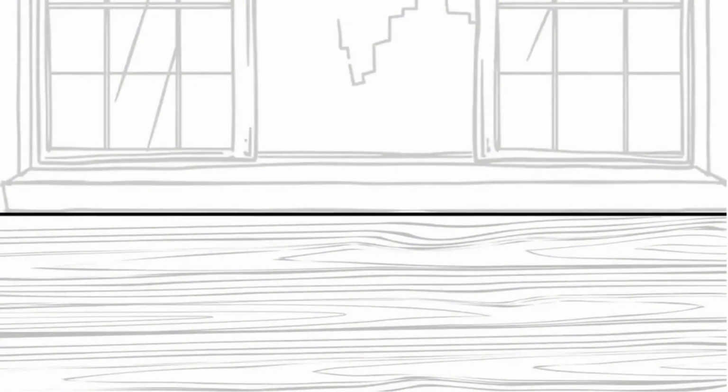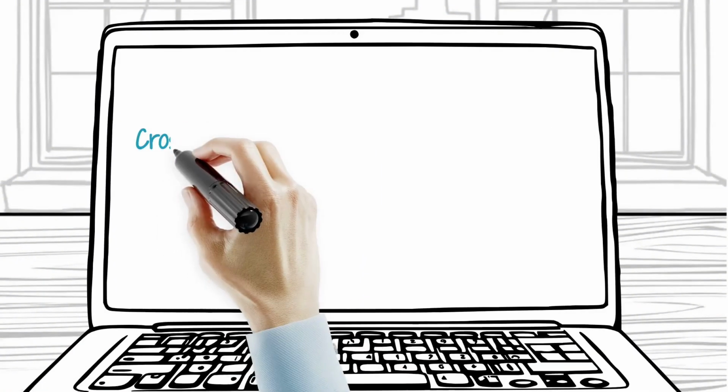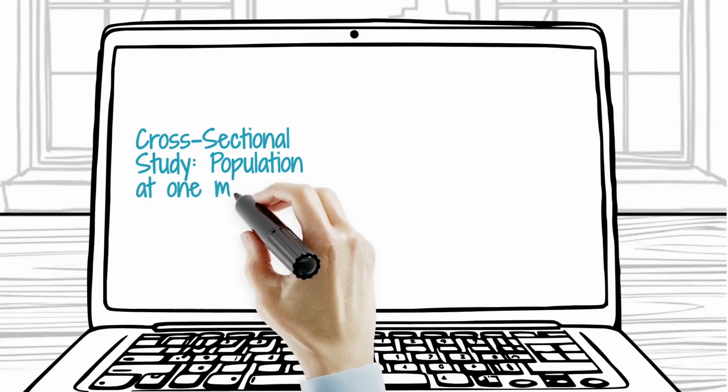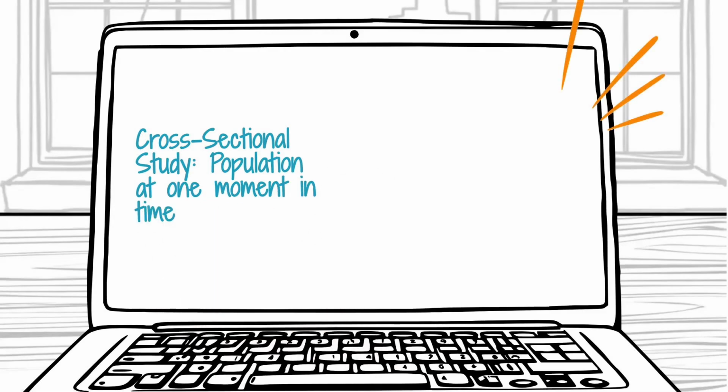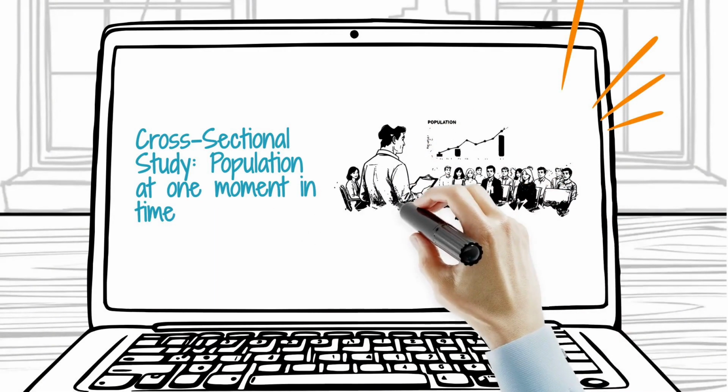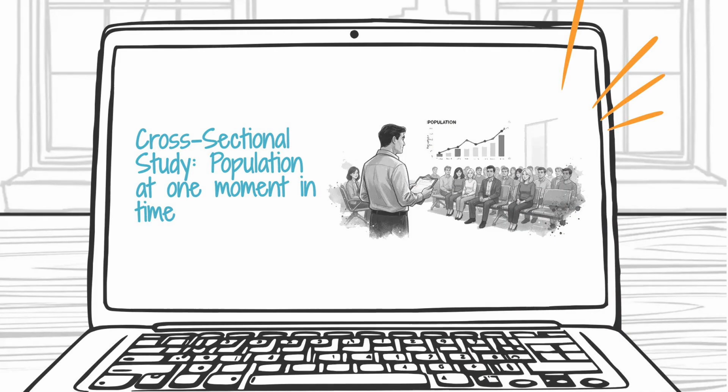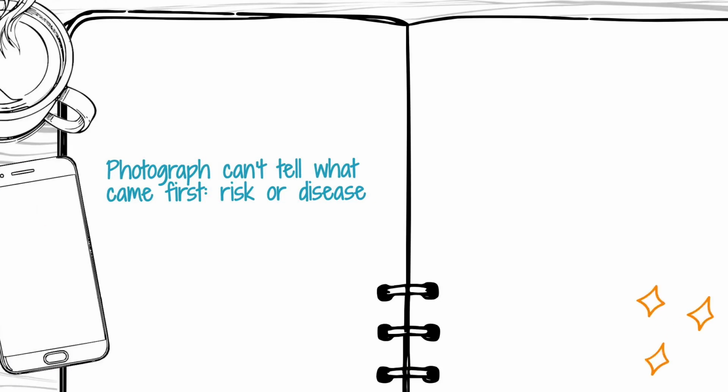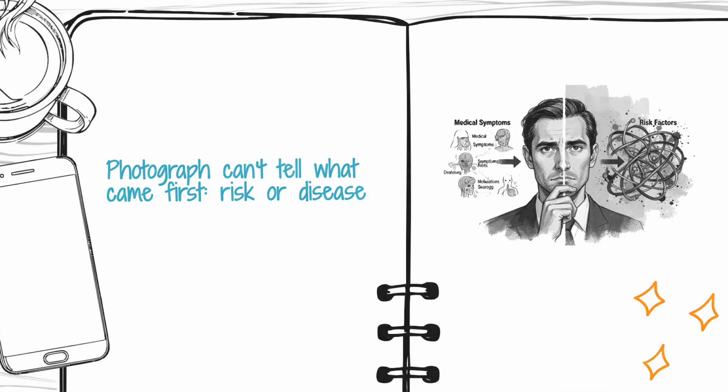Then comes the cross-sectional study. Think of it as a photograph. You look at a population at one moment in time and measure something. It's good for understanding how common something is. But a photograph can't tell you what came first, the disease or the risk factor.